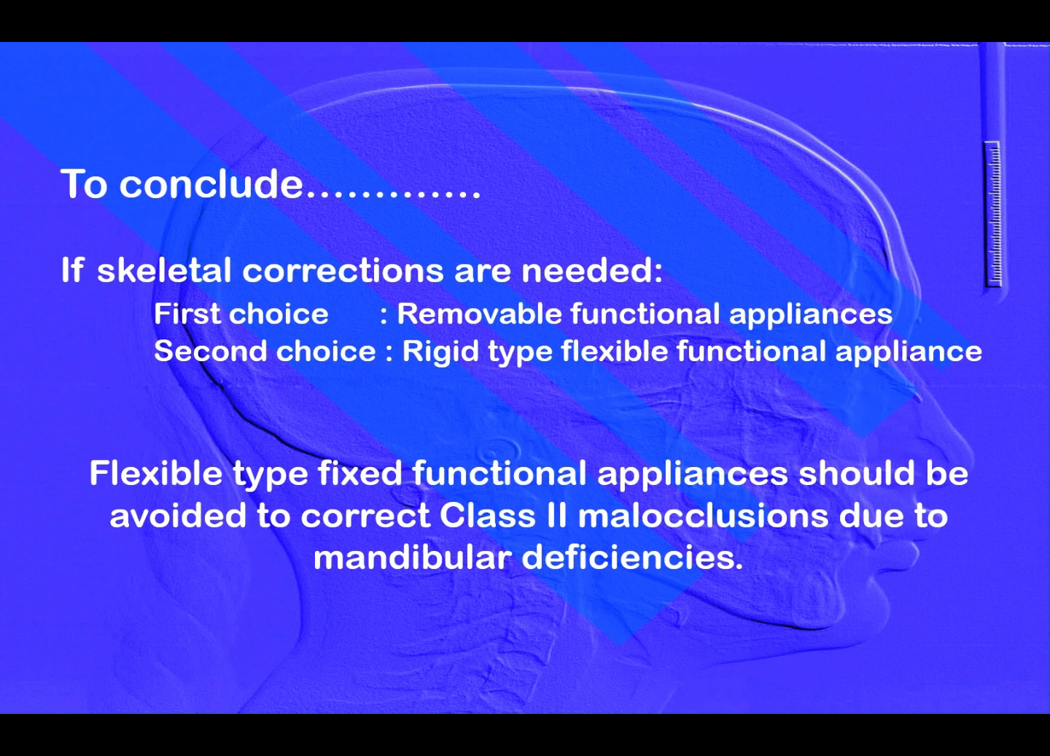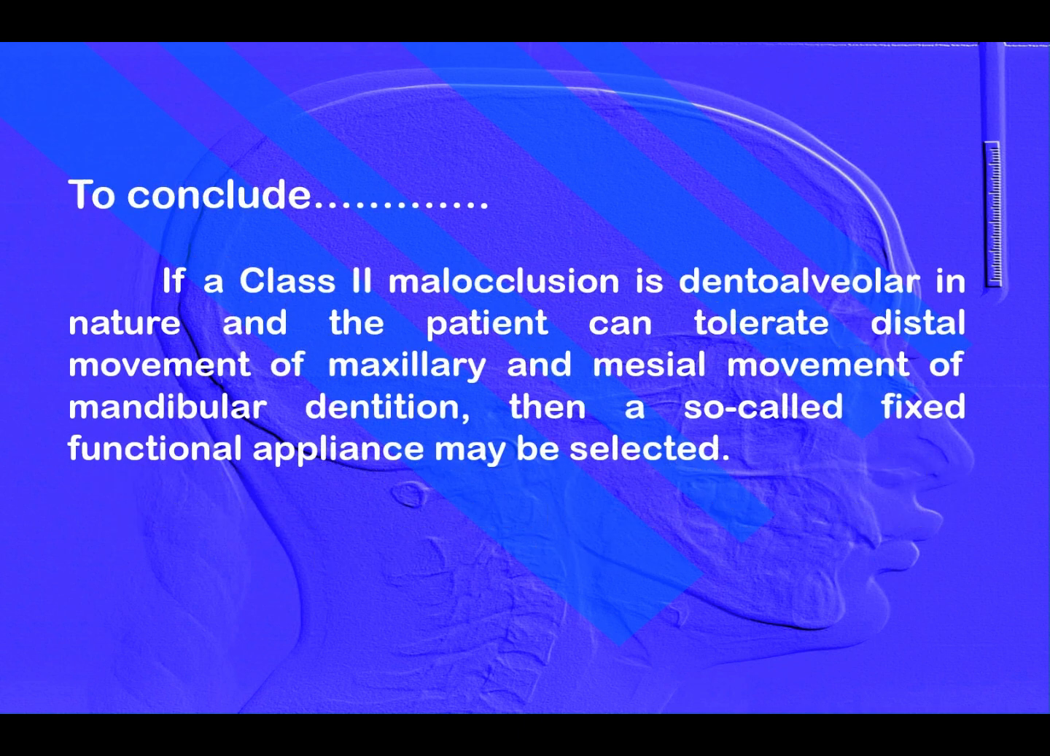From this video, we can conclude that if skeletal improvements are needed to correct a Class II malocclusion, then a removable-type functional appliance should be the first choice, and the rigid-type fixed functional appliance should be the next choice. The flexible-type fixed functional appliance should be avoided to correct Class II malocclusions associated with mandibular deficiency. If a Class II malocclusion is dentoalveolar in nature and the patient can tolerate distal movement of maxillary and mesial movement of mandibular dentition, then a fixed functional appliance can be selected.